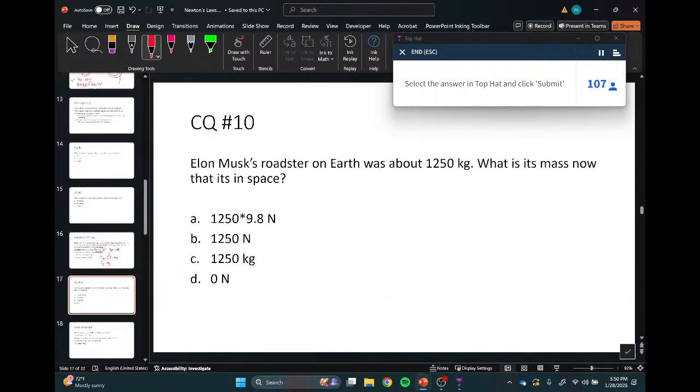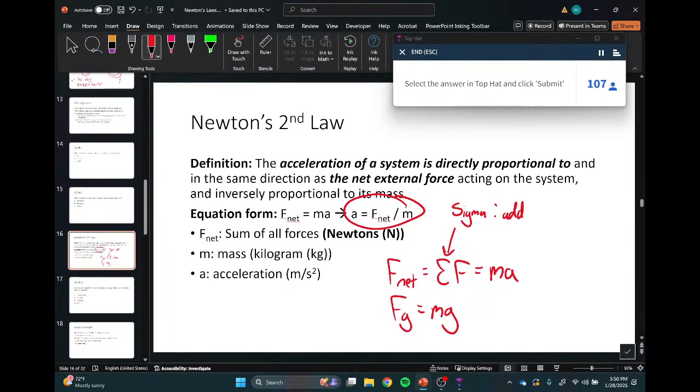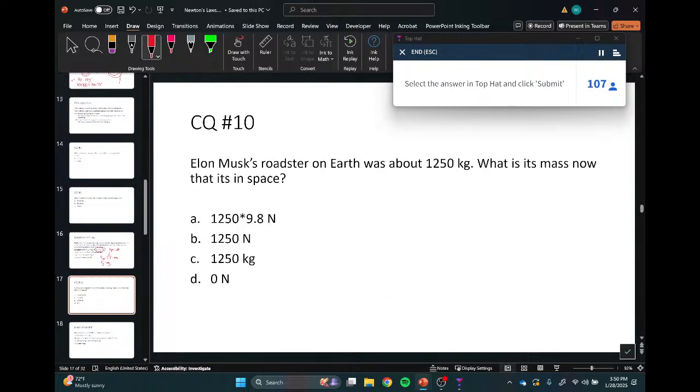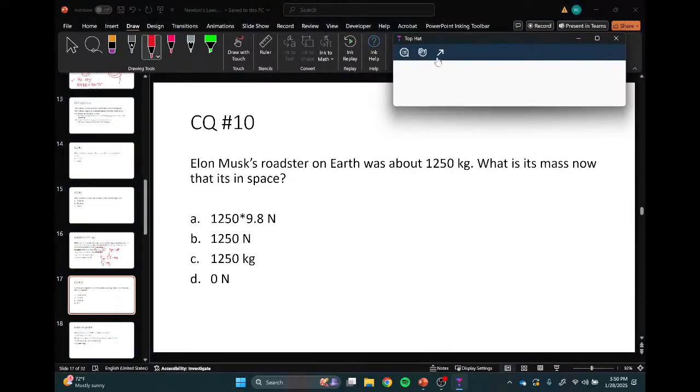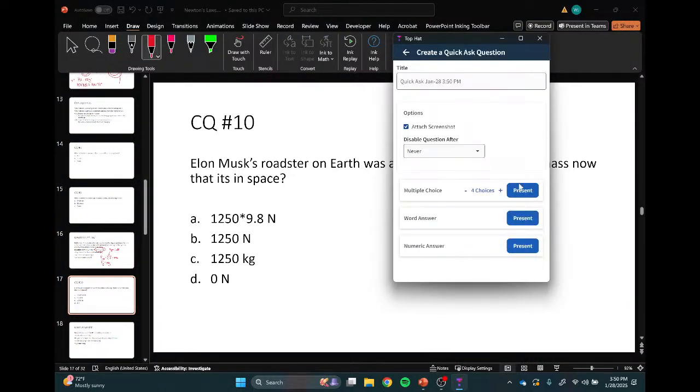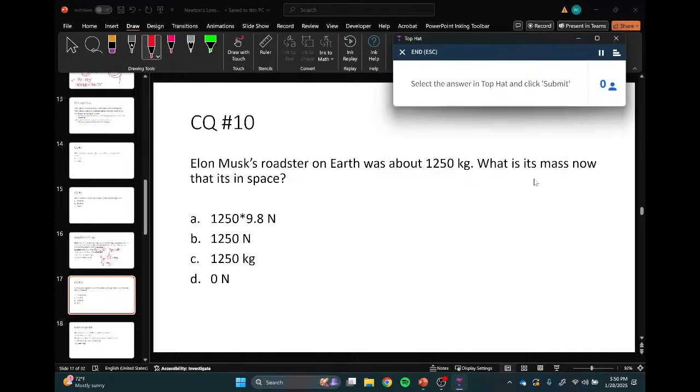So, just to test this understanding of variables, Elon Musk's Roadster on Earth was about 1,250 kilograms. If you didn't know, he strapped it to the top of a rocket, and it's in space now. There's a website for it. You can look up where his Roadster is in space. It's orbiting things. Great. So his Roadster on Earth was about 1,250 kilograms. What is its mass now that it's in space? Is its mass 1,250 times 9.8 newtons? Is its mass 1,250 newtons? Is its mass 1,250 kilograms? Or is its mass 0 newtons?